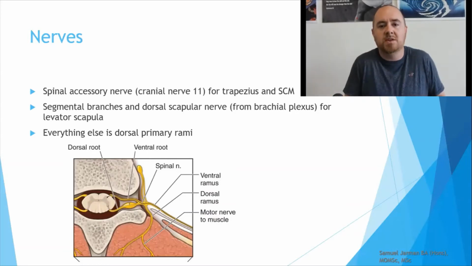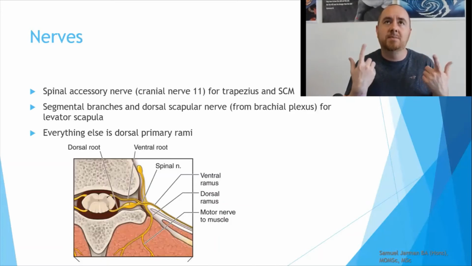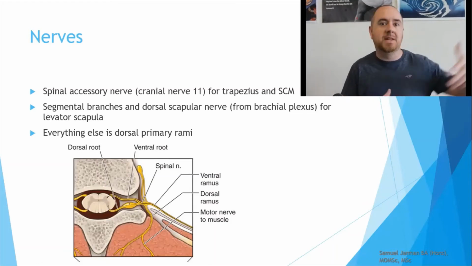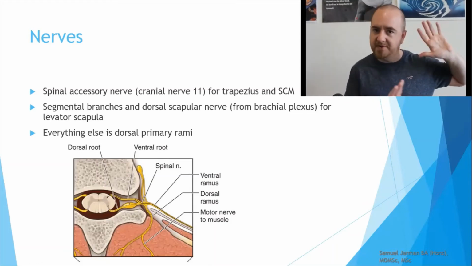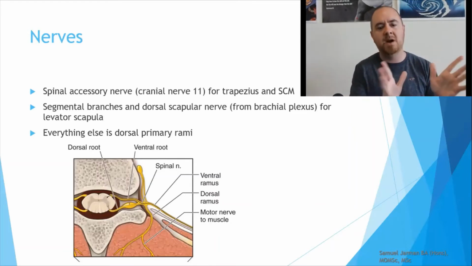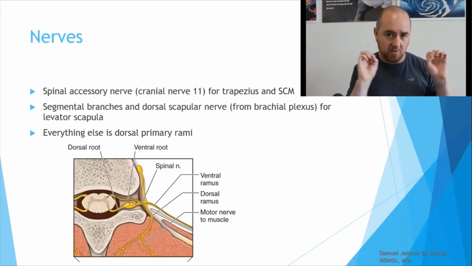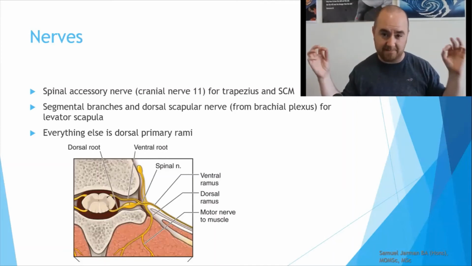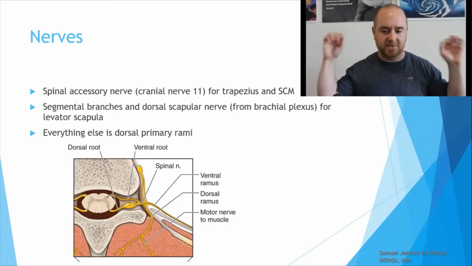So shrugging the shoulders, extending the neck and head. The head extension is trapezius and SCM, and then the neck extension and shrugging is trapezius, and then to some degree other muscles will be involved, but as far as the spinal accessory nerve, that's what we're looking at. The segmental branches and the dorsal scapular nerve for the levator scap, so there's going to be some anterior primary rami. So the dorsal scapular nerve is going to be going forwards from this mixed spinal nerve, and so that you get some segmental branches.